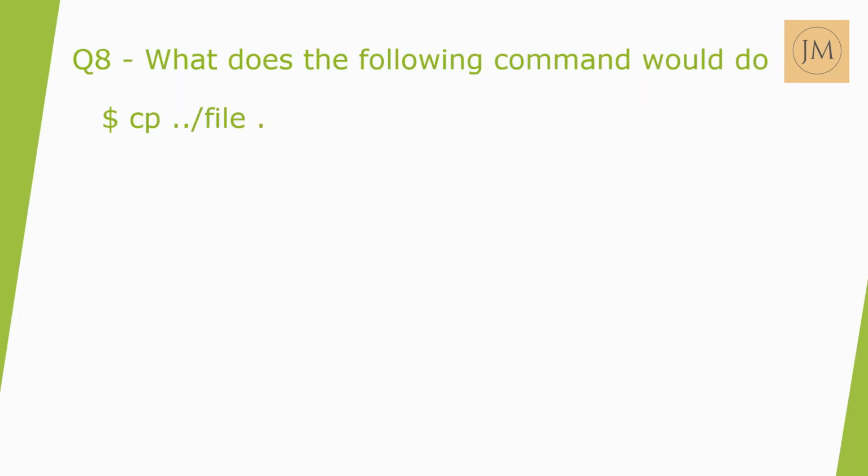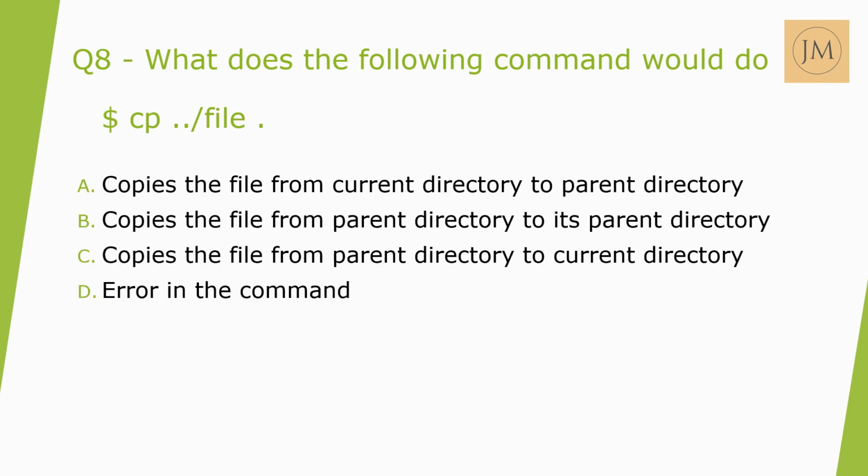Next question, what would the following command do? So the command is cp space dot dot slash file space dot, right? So we have options: A, copies the file from current directory to parent directory. B, copies the file from parent directory to its parent directory. C, copies the file from parent directory to current directory. D, error in the command.